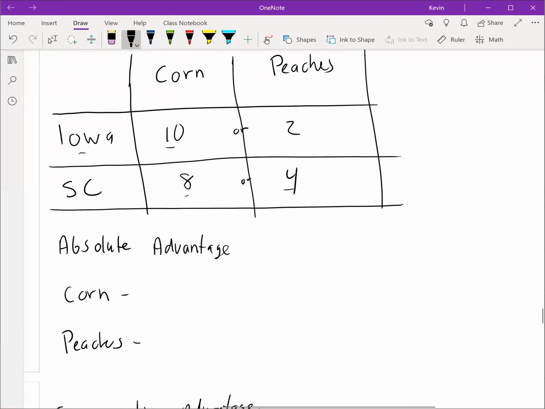So when we think about our absolute advantage, we want to know who can make more corn using fewer resources, who can make more peaches using fewer resources, basically who can make more of that good. So in this case, Iowa can produce 10 corn, South Carolina 8 corn. So the absolute advantage for corn is going to go to Iowa. And for peaches, Iowa can produce 2 peaches while South Carolina can produce 4. So South Carolina can produce more. So the absolute advantage is going to go to South Carolina.